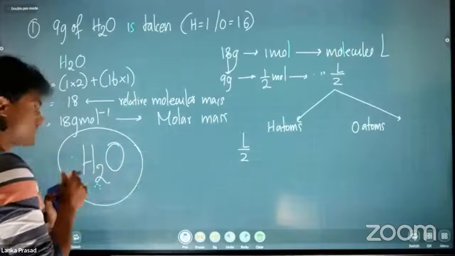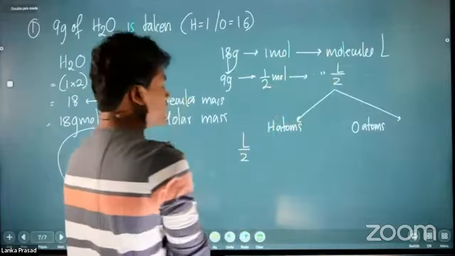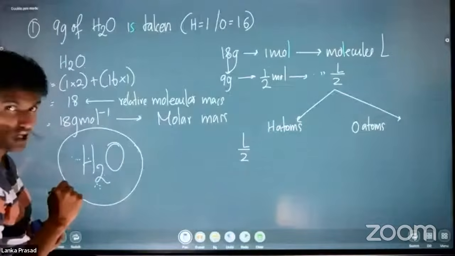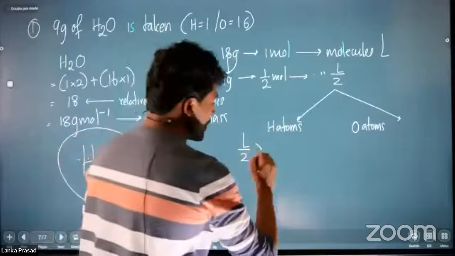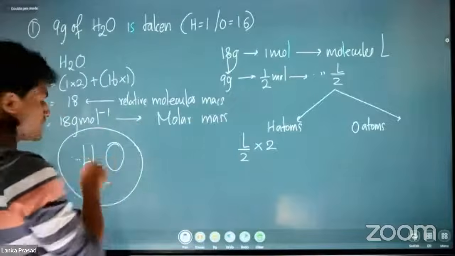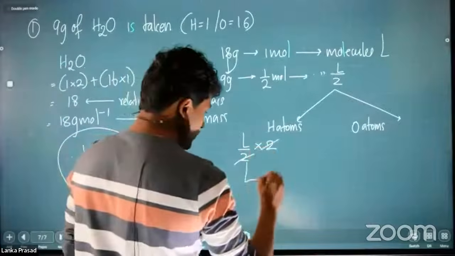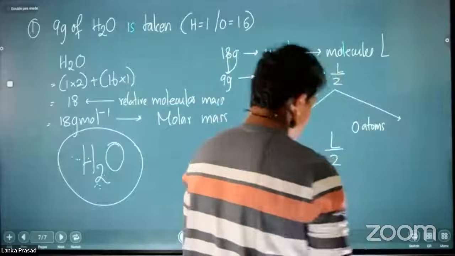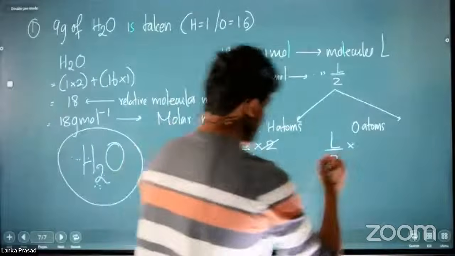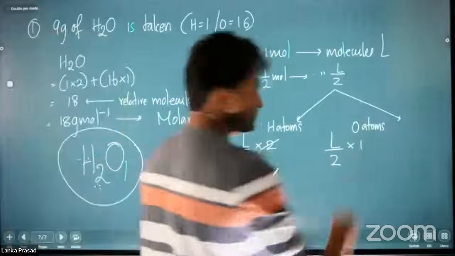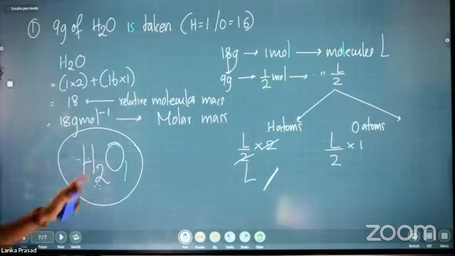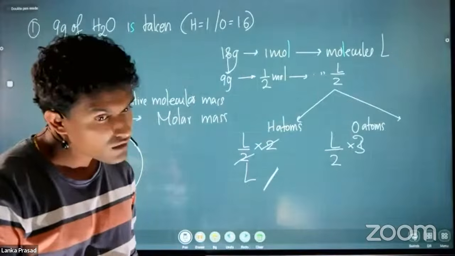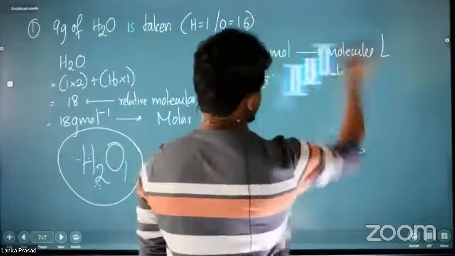So how do we find the H atoms? The molecules number you found, you have to multiply it by 2, because we want H atoms. L divided by 2 multiplied by 2, so the 2 is gone. You got L. That's the answer for that. O atoms: the available molecules are L divided by 2, times how many oxygen? Just 1 by 1. If you want the total number of atoms, multiply by 3. That's how. Got it?